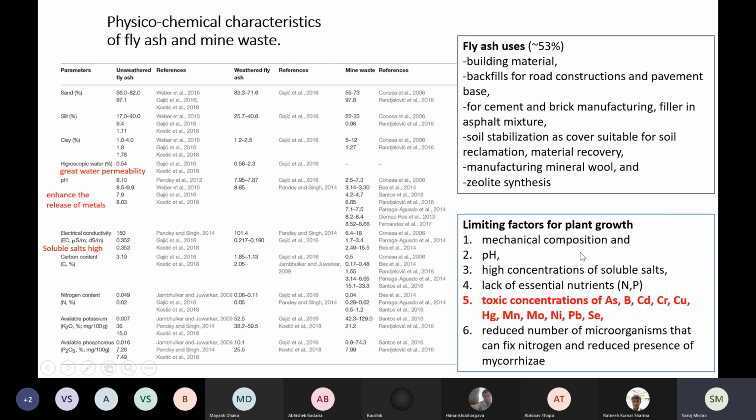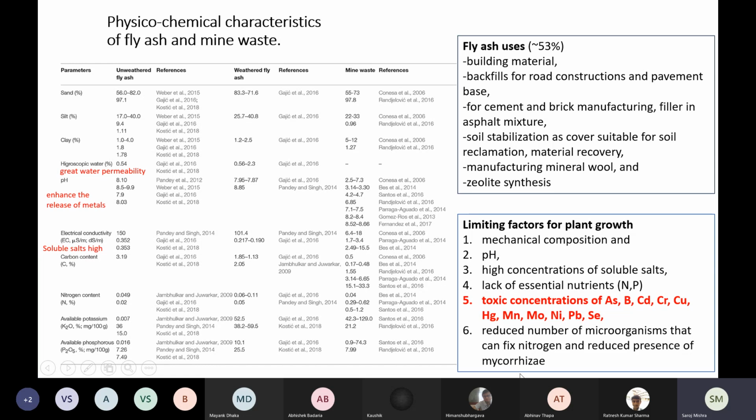So whatever you have seen here, these are limiting factors for plant growth. What is it? The mechanical composition you have seen, that is sand, silt, etc. The pH is unfavorable. There is a high concentration of soluble salts, as a result of which the electrical conductivity is high, and a lack of essential nutrients like nitrogen and phosphorus. They can also contain toxic concentrations of various metals. They also reduce the number of microorganisms which can fix the nitrogen, and they also reduce the presence of mycorrhiza.